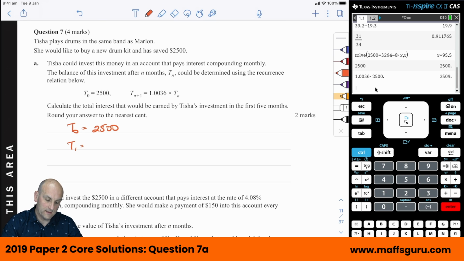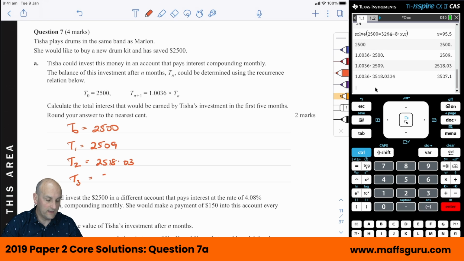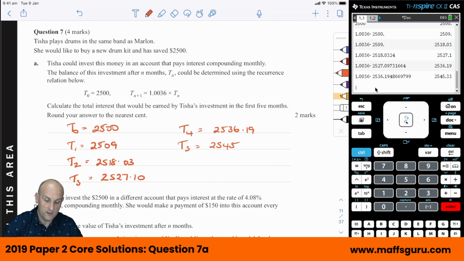So when I do that, I get T1 equals 2,509. T2 is equal, and all I'm doing is just writing down what my calculator says. What is it? First 5 months. That's the start. 1, 2, 3, 4, T4 is going to be 2,536.19. And T5 is going to give me 2,545.33. Lovely, thank you very much.